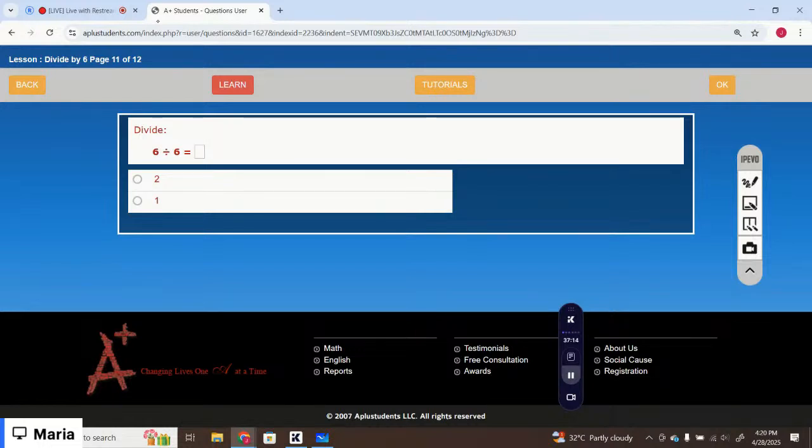Six divided by six, which is the correct option? Six divided by six is one. Option number two is the correct option.